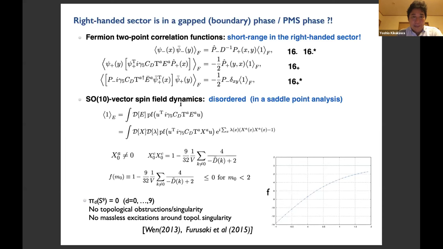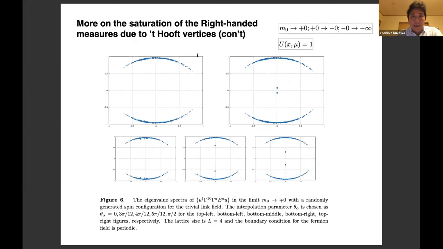For the claim that all right-handed fields are in a disordered phase or a gapped phase, let me discuss the behavior of the Pfaffian eigenvalue distribution with respect to the limit, interpolating the mass parameter from the positive region to the negative region. From the point of view of the topological insulator, when the bare mass goes to zero, there should be a mass singularity because this is a phase boundary.